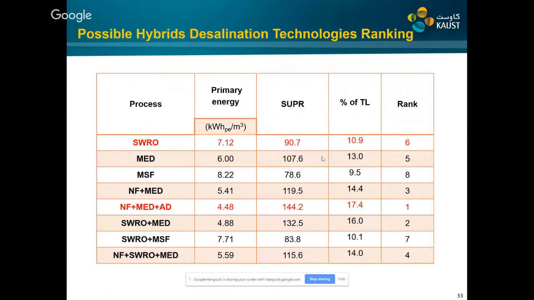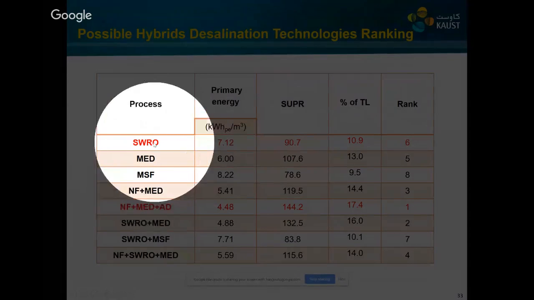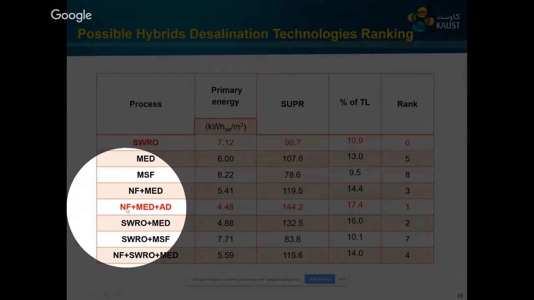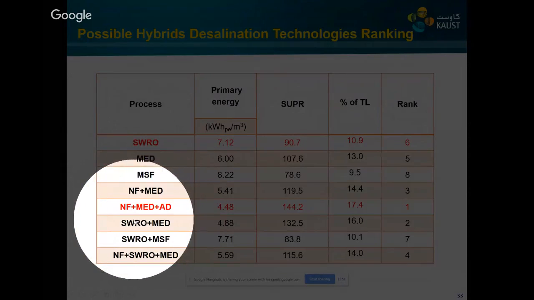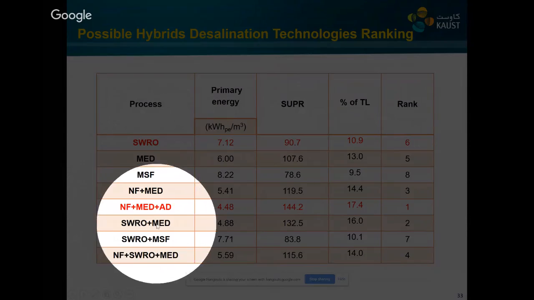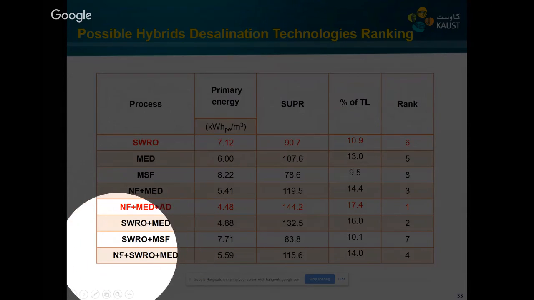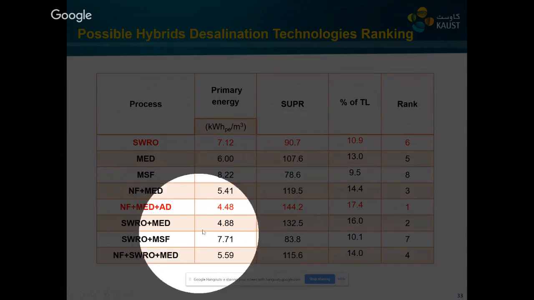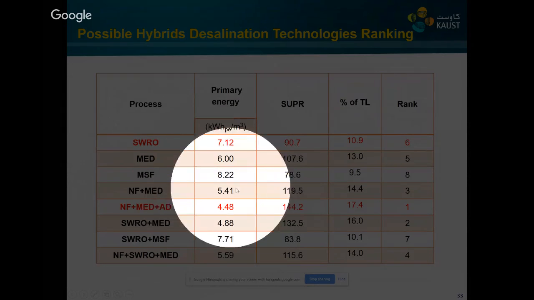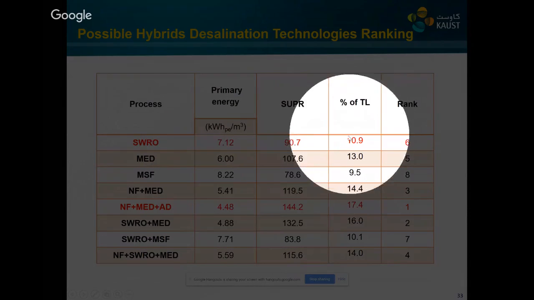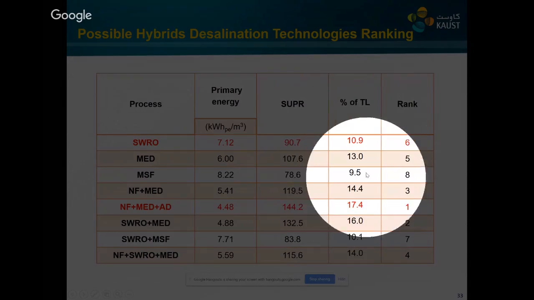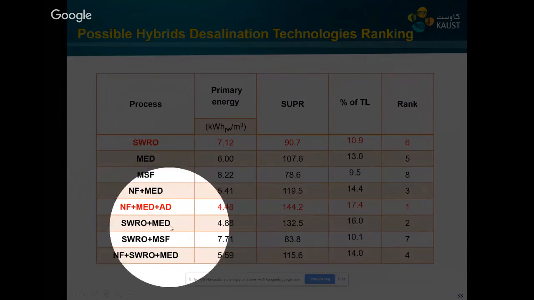Then we revisited all the technologies and tried to find out what hybridizations are possible, and then we ranked the different technologies. We can see over here these are the three conventional technologies. It can be NF with MED, it can be NF, MED, and AD. It can be the RO process with MED, the RO process with MSF, or it can be NF, SWRO, MED. And we calculated the primary energy and the performance, and we also calculated the percentage of thermodynamic limit for all the processes.